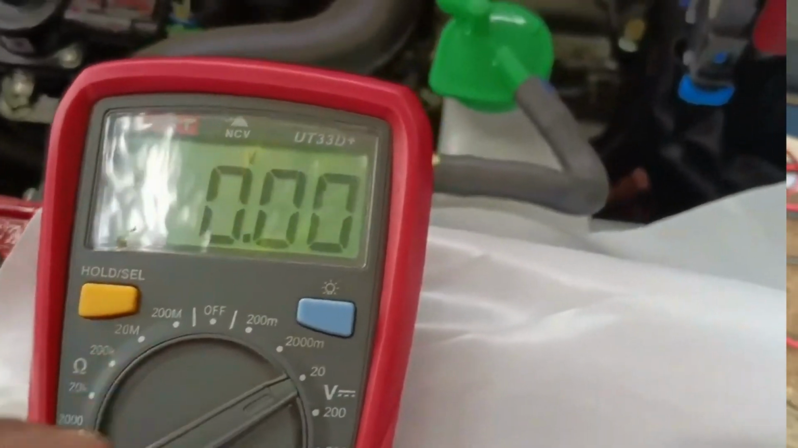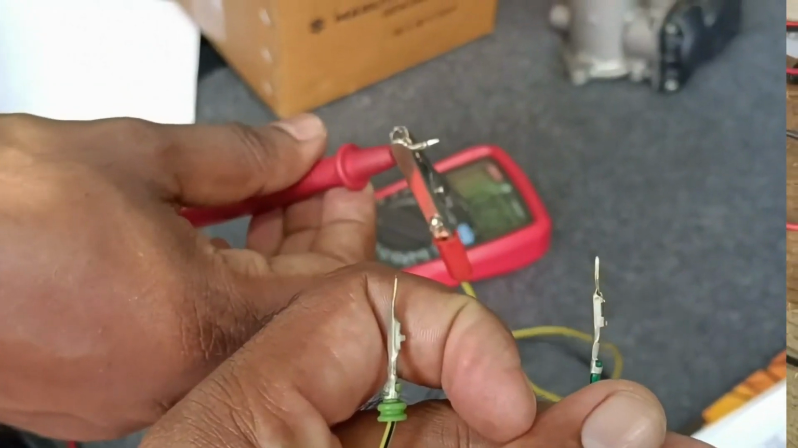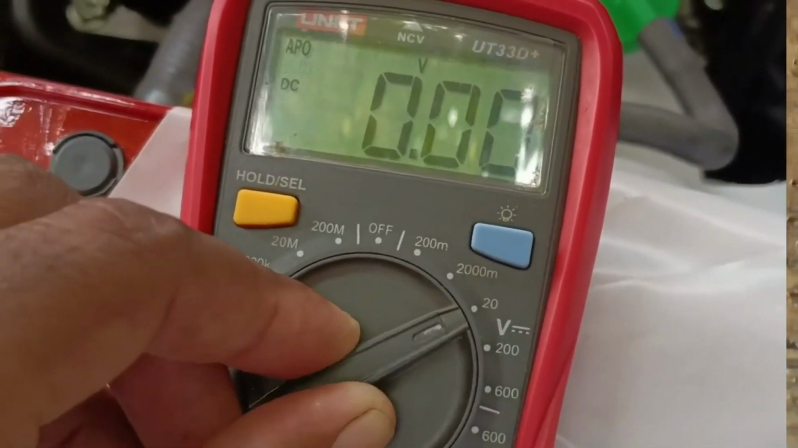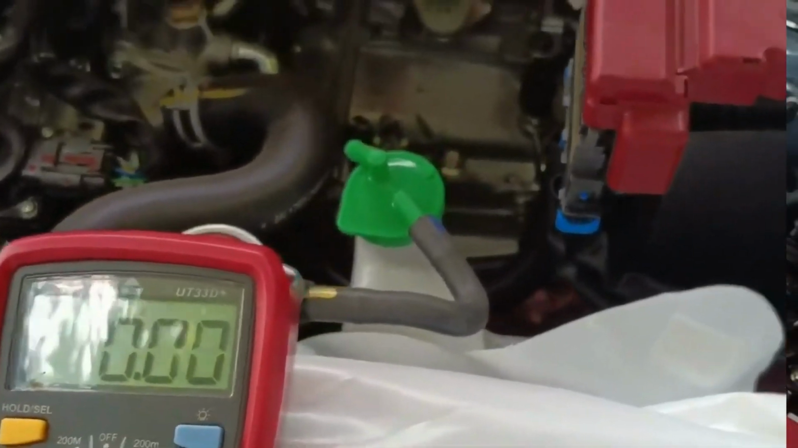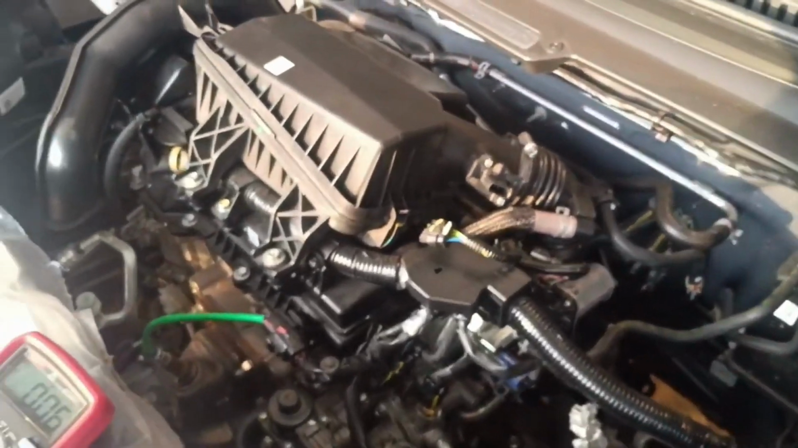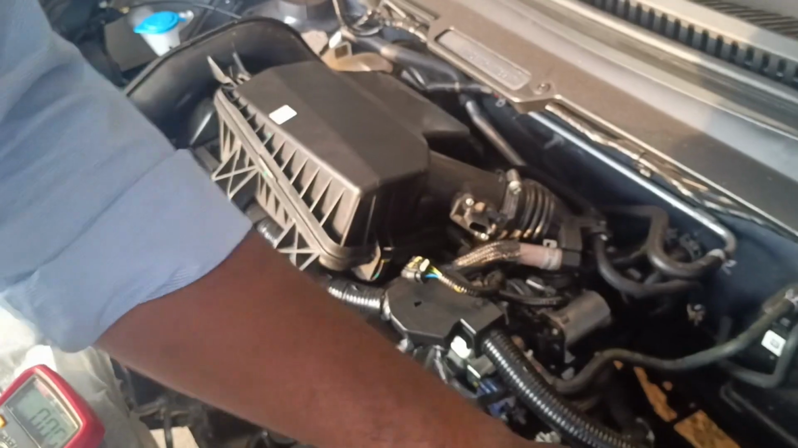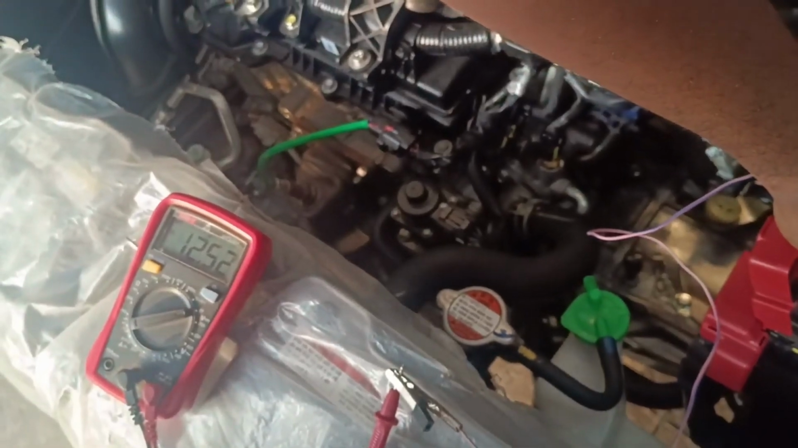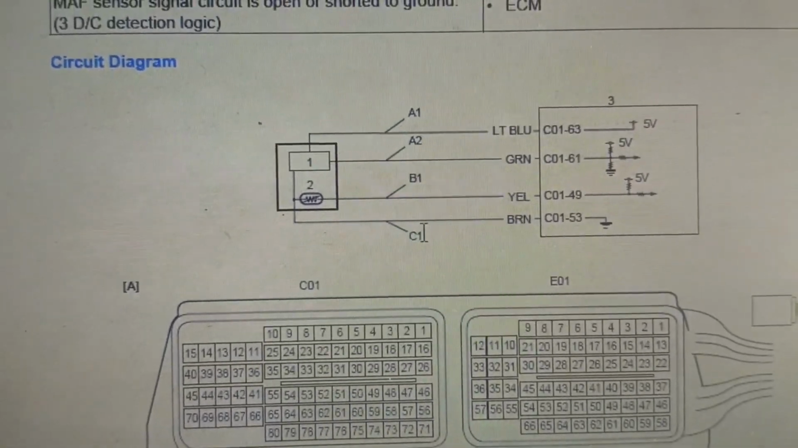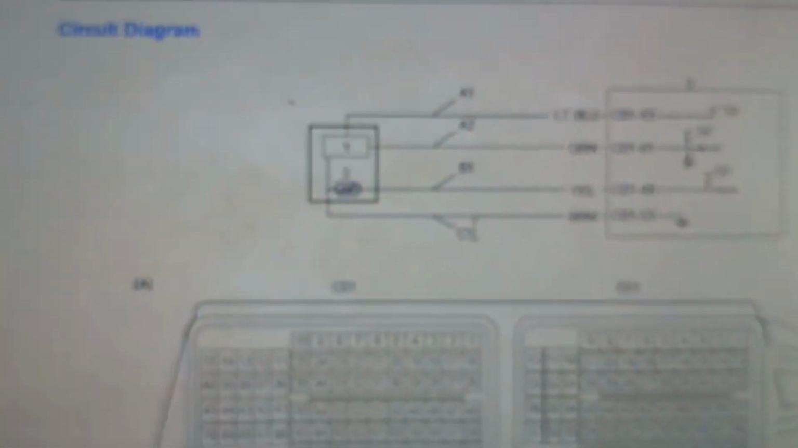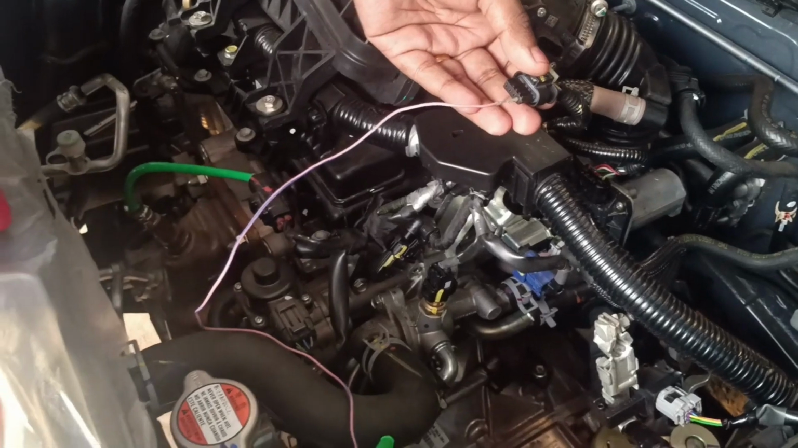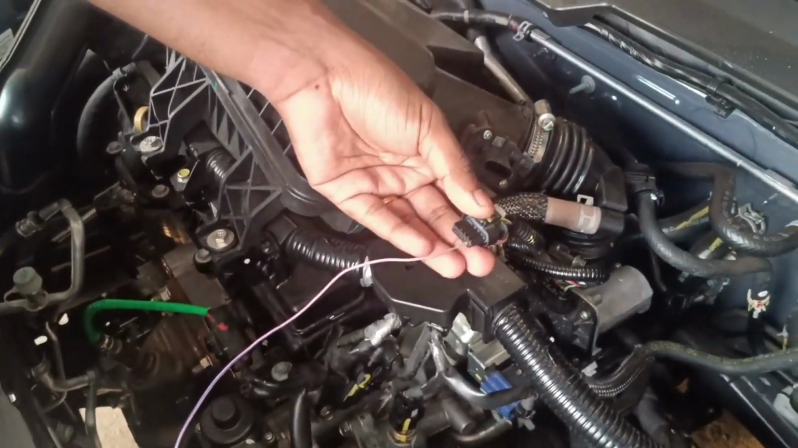Connect lead wire to the multimeter and select the knob to 20 volt. Then we need to check the battery voltage first. Connect the positive probe to the positive terminal and the negative probe to the negative terminal. Battery voltage found OK. Then connect the positive cable to the A1 circuit, light blue, and ground wire to brown. That means black cable to brown wire.